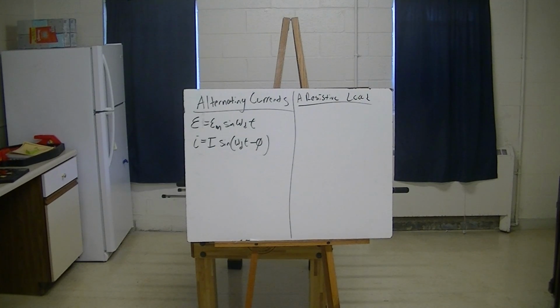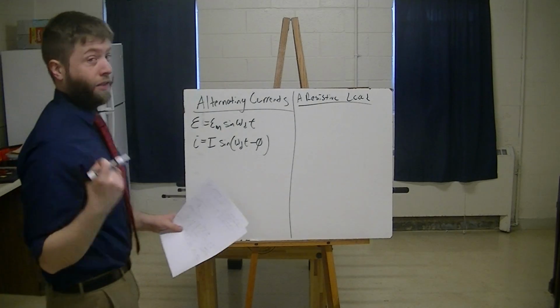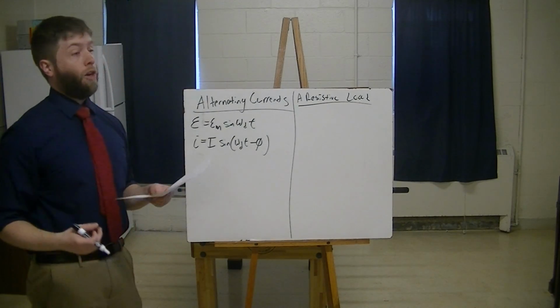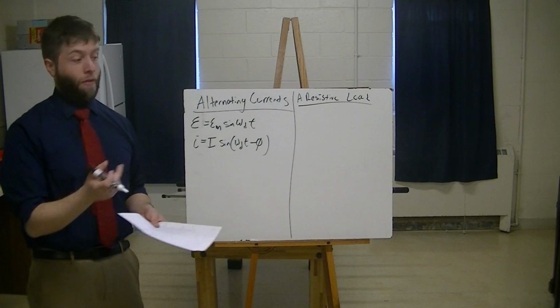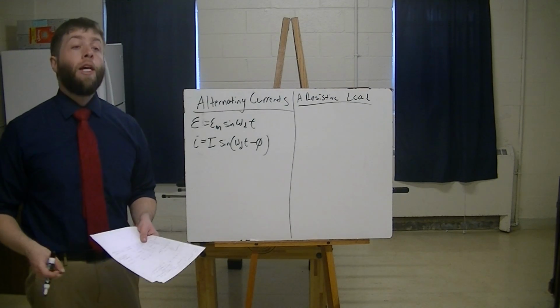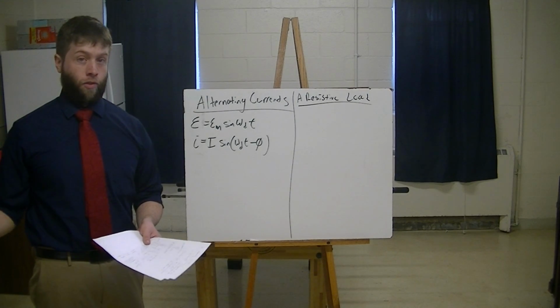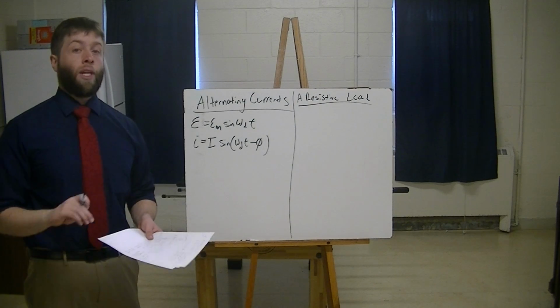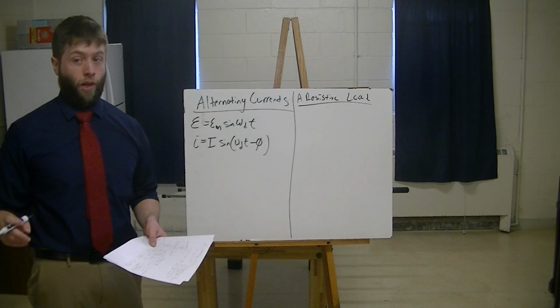Up until now, we've always talked about direct current, so we have a voltage source that is constant. Now we're going to be talking about alternating current. This is what you actually have coming out of the walls every single day. This is something that's going to oscillate. So there's going to be a voltage source, but it oscillates as a sine or cosine function.